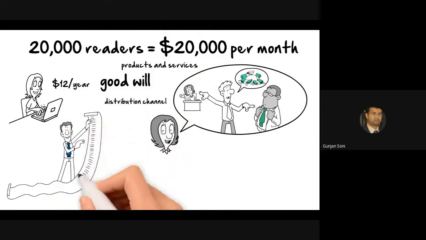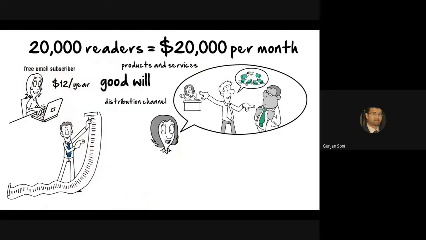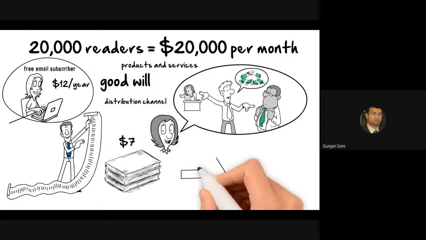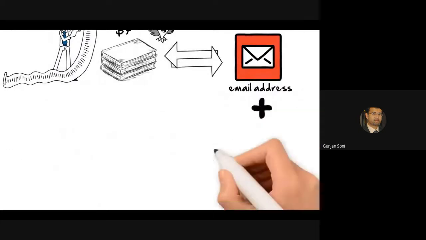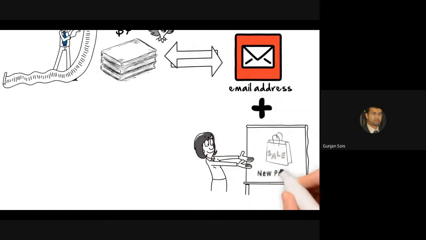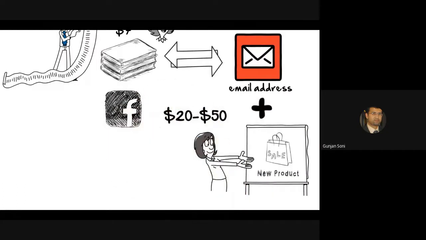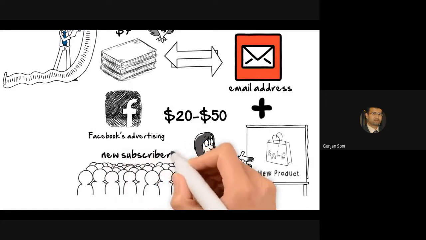So how can we use Christina's book to build her email list? Simple. If each free email subscriber is worth at least $12 per year and her book customers are only worth $7 total, then it makes a heck of a lot more sense to just give away the book for free in exchange for their email address. With the addition of a second product that she can offer her new subscribers for $20 to $50, she will be able to afford to actively market her free book on Facebook's advertising platform and rapidly increase the speed of her list growth to hundreds of new subscribers per day.